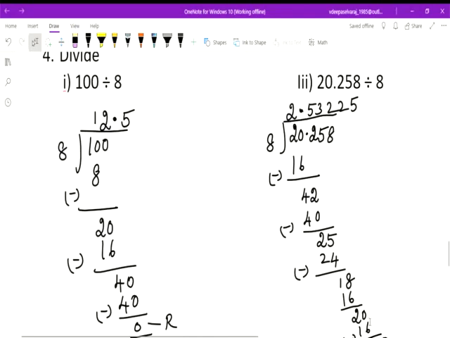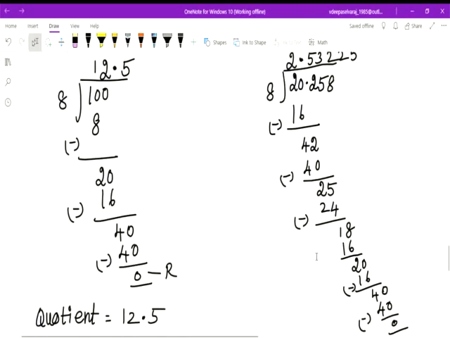There is no digit, but we already kept the decimal. So we have the right to add 0. So you should add a 0. Now it becomes 20. How many 8s are there? 2 eights are 16. Now subtracting, what do you get? 4. Again you should add a 0. So now it becomes 40. How many times does it occur? 5 times. 5 eights are 40. Okay. So what is the answer, children?